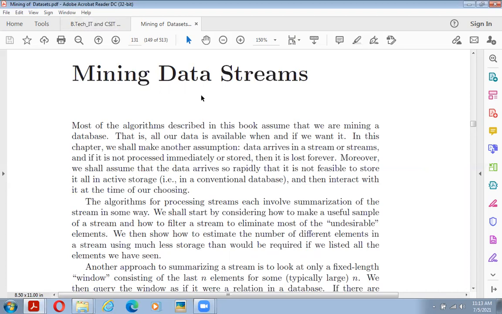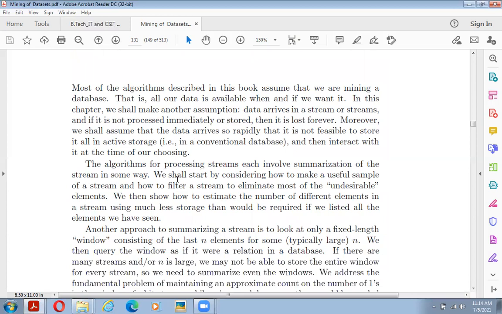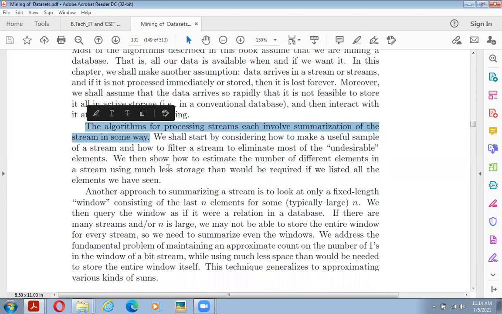Data arrives in a stream or streams, and if it is not processed immediately or stored, then it is lost forever. Moreover, we shall assume that the data arrives so rapidly that it is not feasible to store it all in active storage, that is, in a conventional database, because it is just streaming. It loses its value in between. So the algorithms for processing streams are very different.